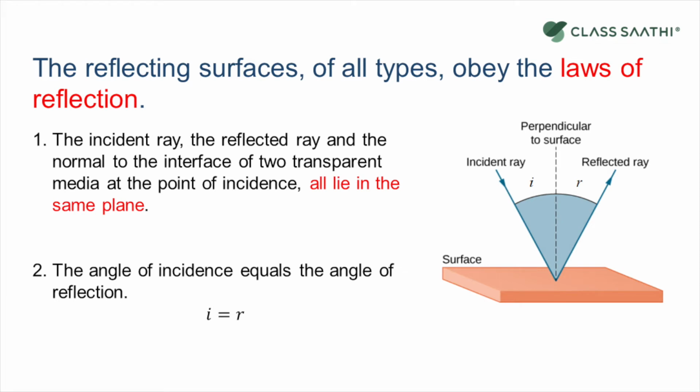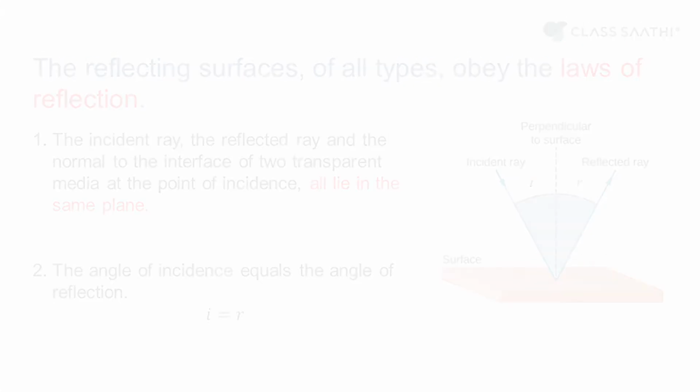So what are the laws of reflection? There are two parts to it. First, the incident ray, the reflected ray and the normal at the point of incidence are coplanar. Second, the angle of incidence equals the angle of reflection as shown in the figure on the right.